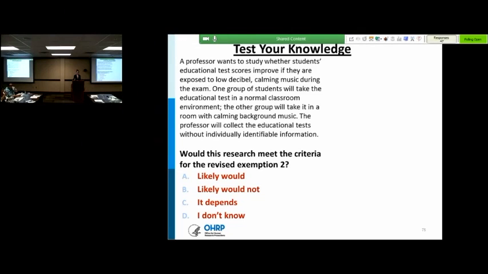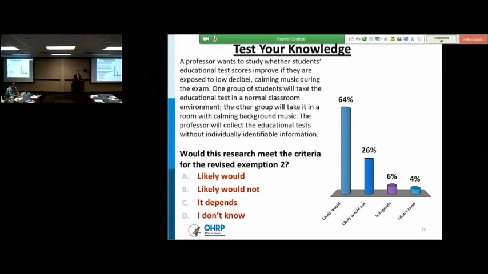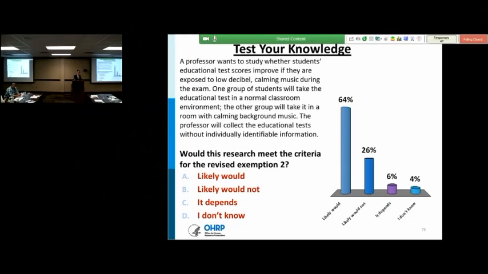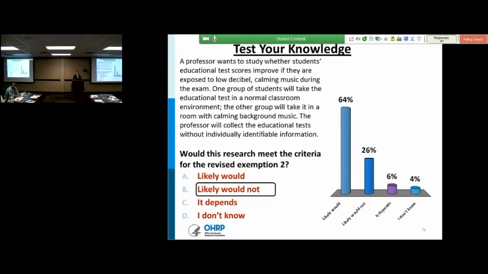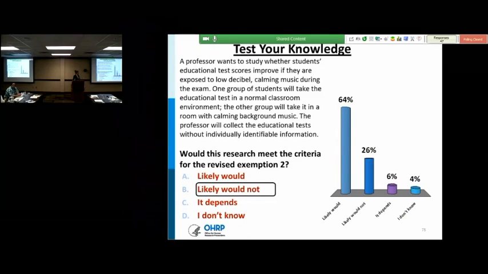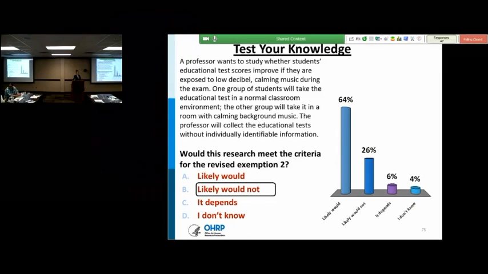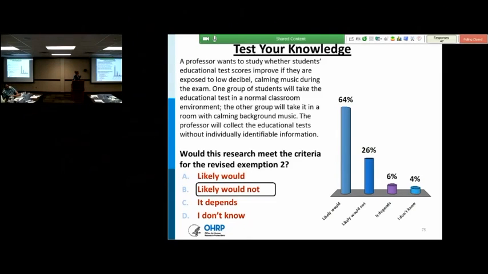Okay, I'm going to go ahead and close this. 64% of you think that it likely would. 26% said it likely would not. So actually, the answer is that it likely would not meet the criteria for Exemption 2. But it's actually exciting when we get answers like this, because it means there's something to talk about.